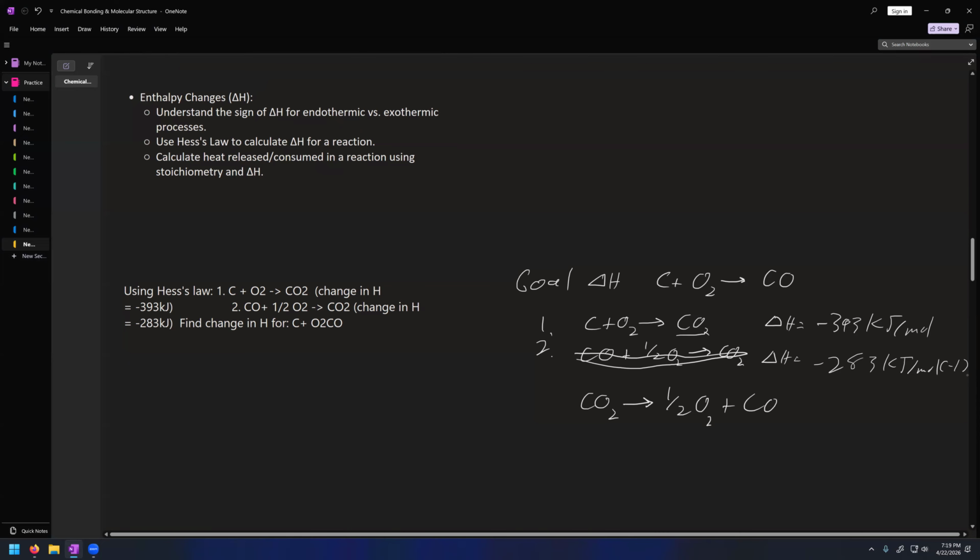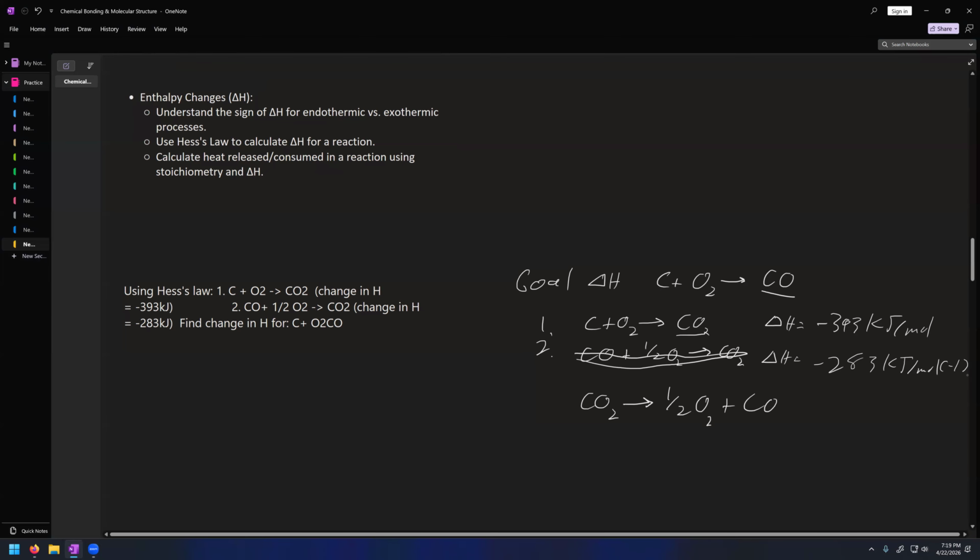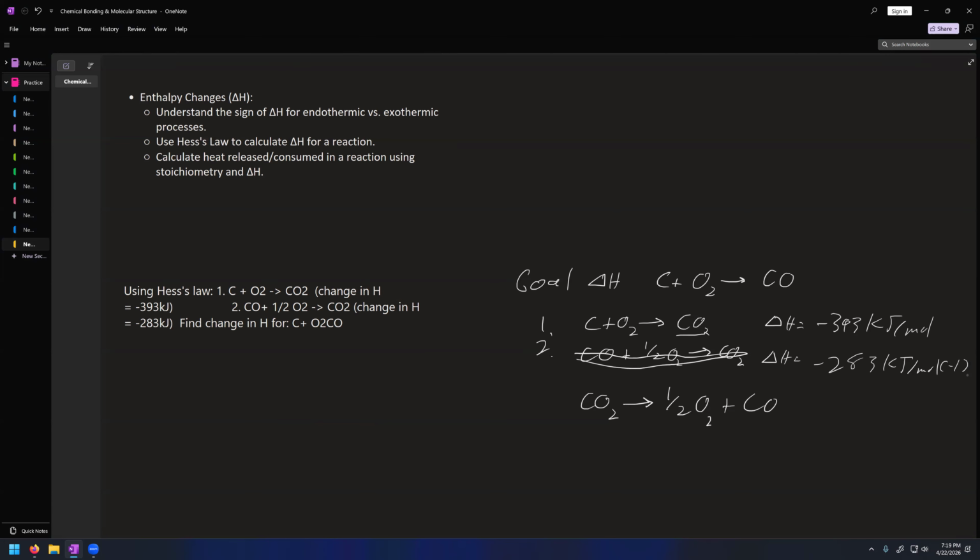This also solves a different problem for us. Notice that CO appears as a product in our goal equation, and it appears as a product now in equation number 2. I'm going to go through and check and see how things are canceling out so far.